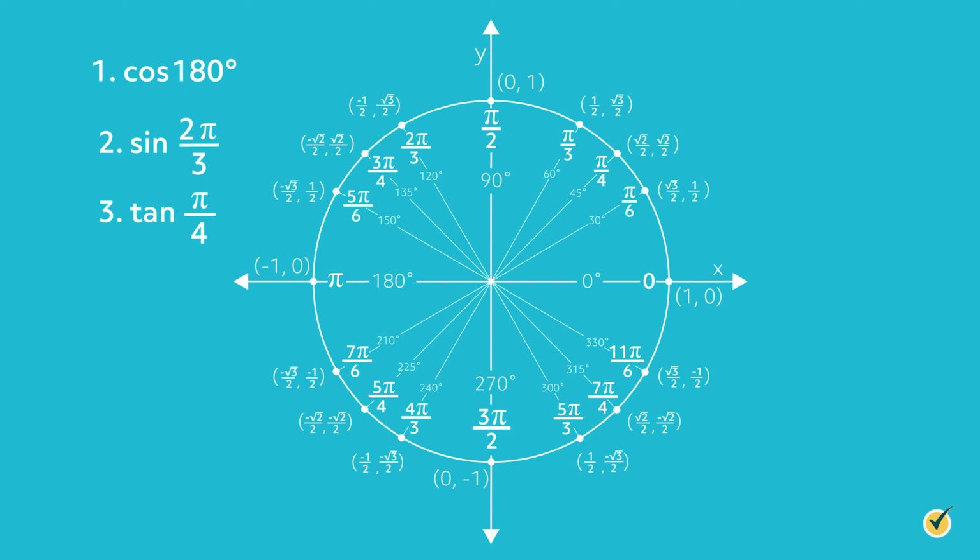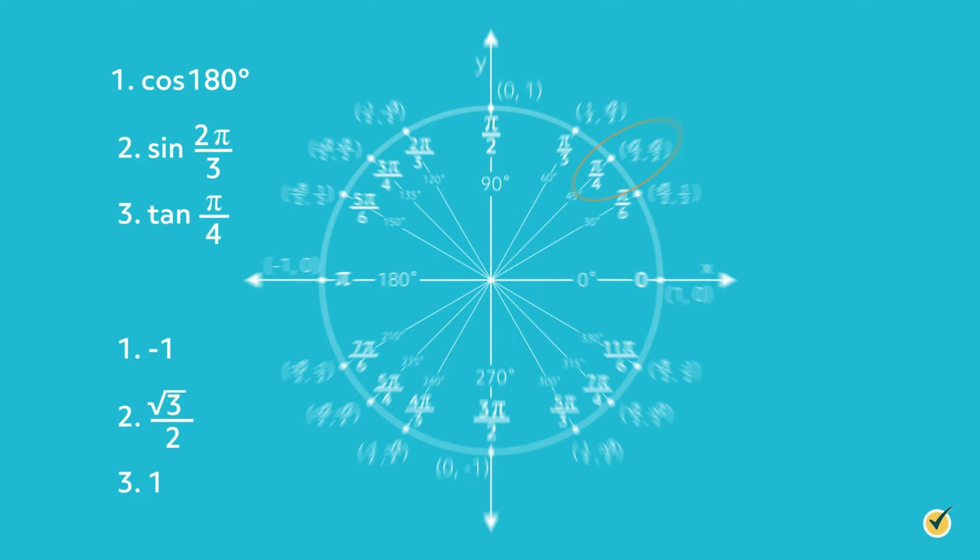Let's check your answers. The cosine of 180 degrees is -1, because at 180 degrees, the ray hits the circle at the point (-1, 0). The sine of 2 pi over 3 is root 3 over 2, because it hits at the point (-1/2, root 3 over 2). And the tangent of pi over 4 is 1, because the ray hits the circle at the point (root 2 over 2, root 2 over 2), and root 2 over 2 divided by root 2 over 2 is equal to 1.